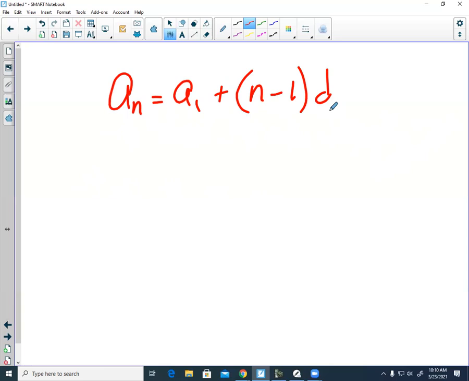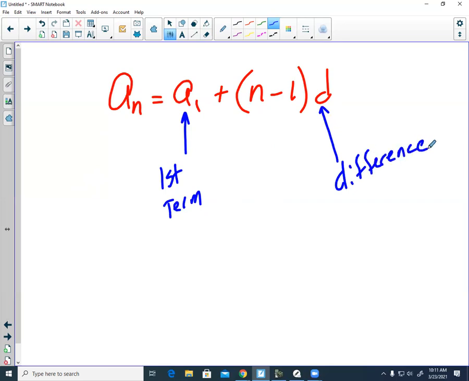You don't need to have anything in there for a_n. This is kind of like your Y. This is kind of like your X. So a_n is like the Y, n is like the X, domain and range, remember. This is just the first term, whatever the first term actually is. This is the number that you would be plugging in, and then this is the difference. So in the first example that we just talked about, the difference was 7.